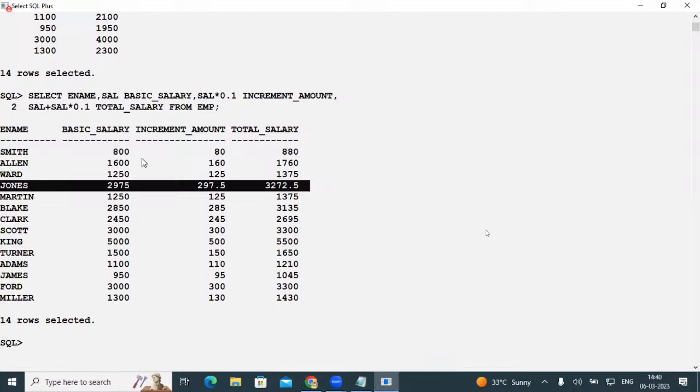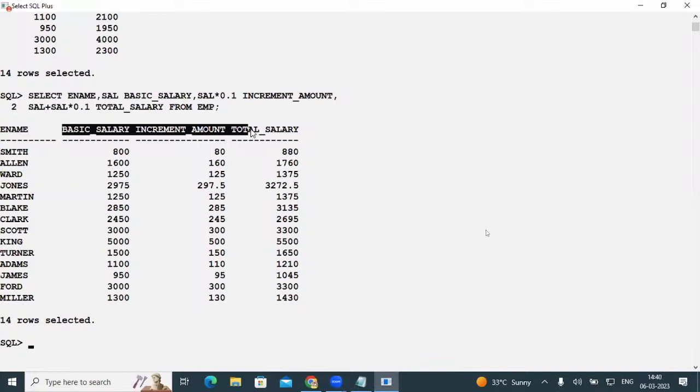And the 50 paisa you can add: 3272.5. So these are my aliases actually. By looking at these aliases, you can understand that 800 is the basic salary, 80 rupees is the increment amount, and 880 is called the total salary. So this is the advantage of aliases. My output can be displayed in a user-friendly, user-understandable format. Understand now? In such cases, aliases are very helpful. So this is a way you can find out for all people, total 14 employees.